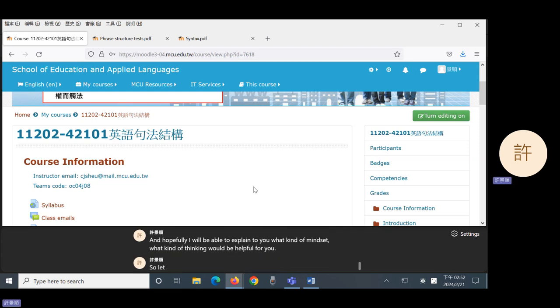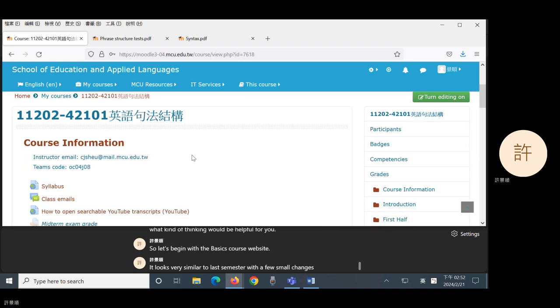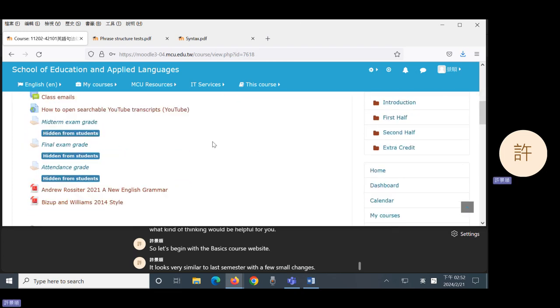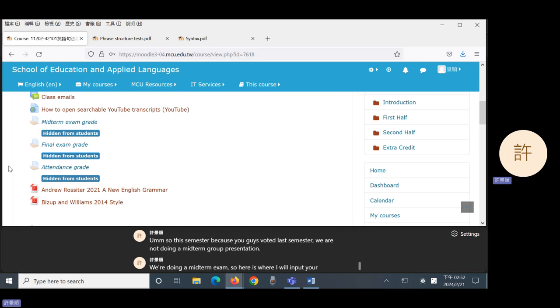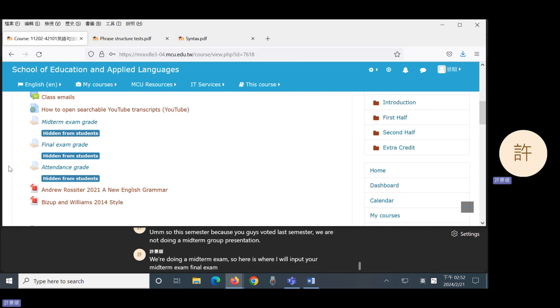So let's begin with the basics. Course website, it looks very similar to last semester with a few small changes. So this semester, because you guys voted last semester, we are not doing a midterm group presentation, we're doing a midterm exam. So here is where I will input your midterm exam, final exam, and attendance grades. You can't see this. I have hidden it from you.